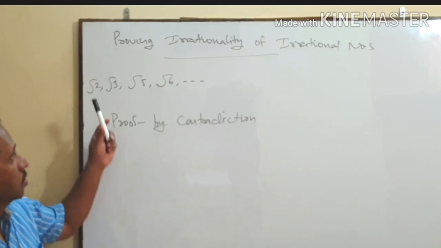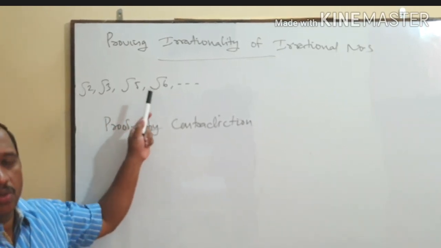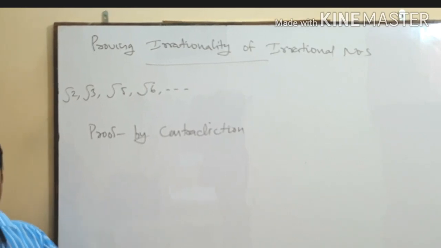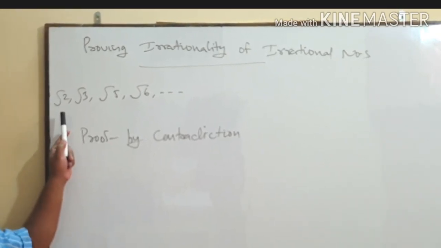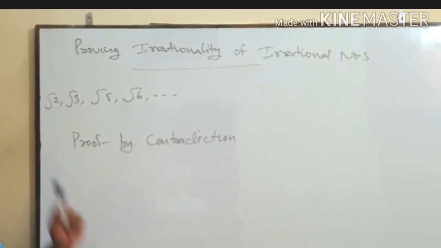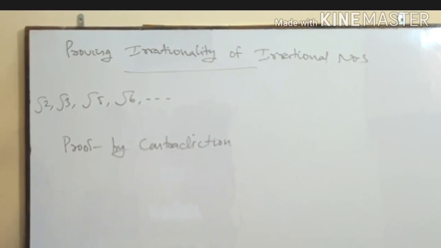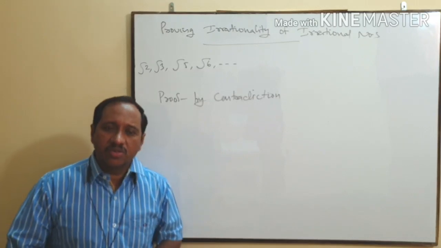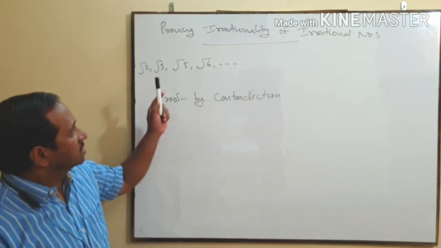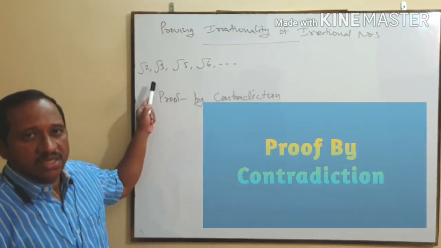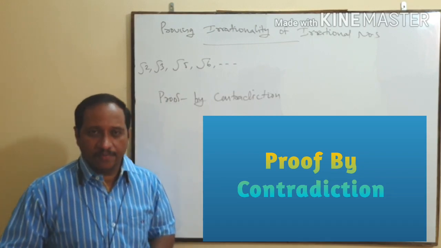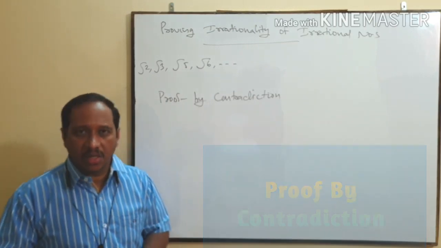For example, root 2, root 3, root 5, root 6, etc. are irrational numbers. These are irrational numbers because they cannot be written in the form of p by q. So here we are going to prove that these are irrational numbers. The method used for proving the irrationality of root 2, root 3, root 5, etc. is proof by contradiction. What is proof by contradiction?